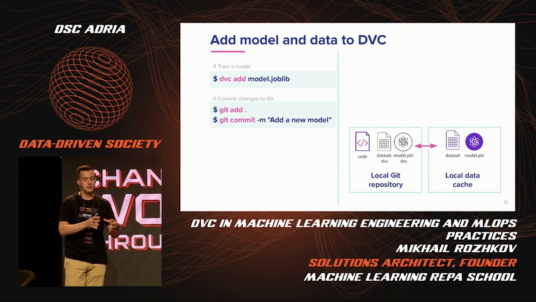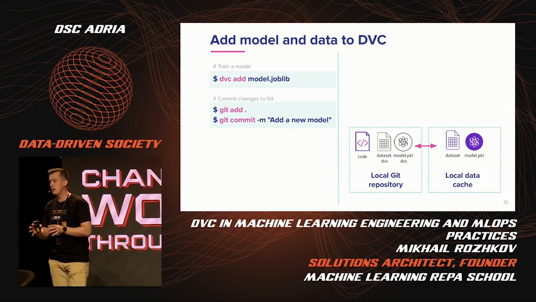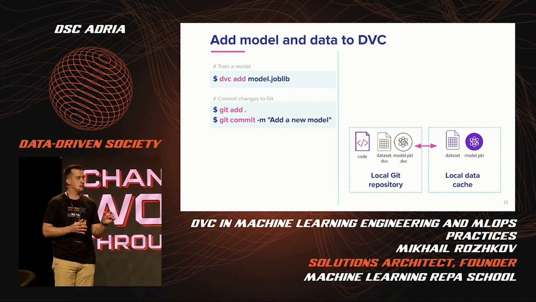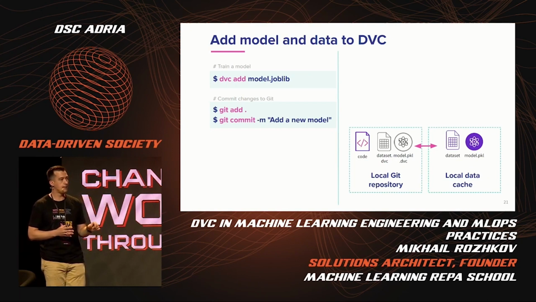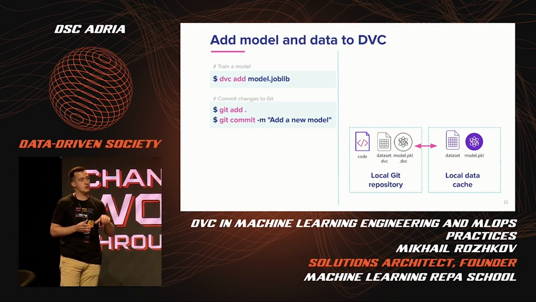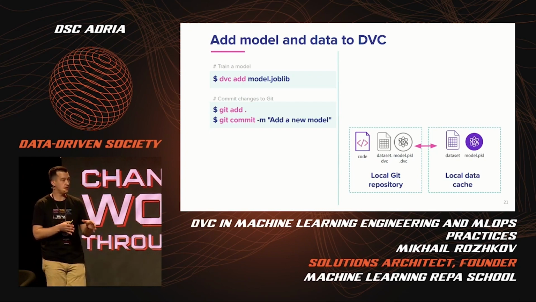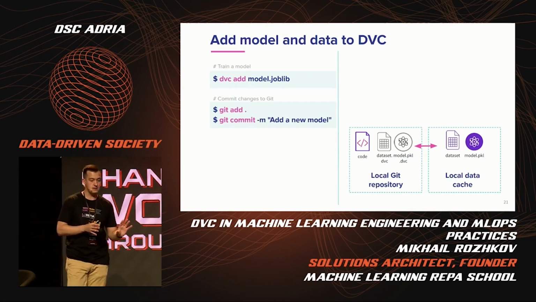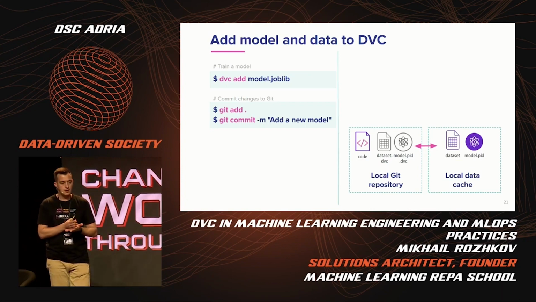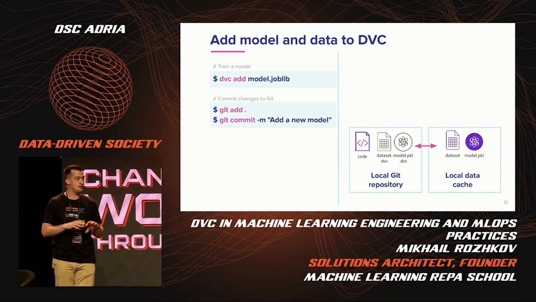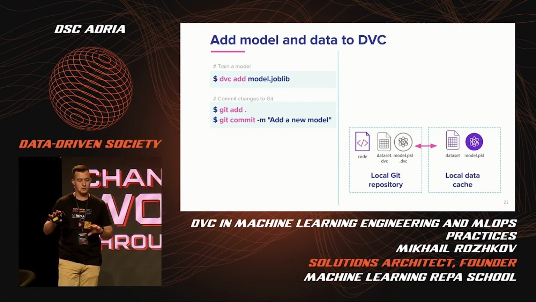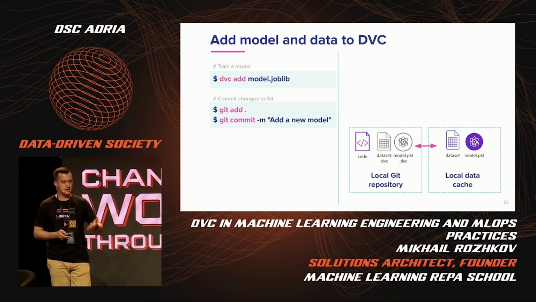take the model, put it into the local data cache, and create some metadata inside your Git repository. And you need to commit this metadata to your Git history and store it in your Git, right? So by doing this, you connect data history and code history inside your Git repository, and you don't need any other tool or system. And then DVC manages this data separately.